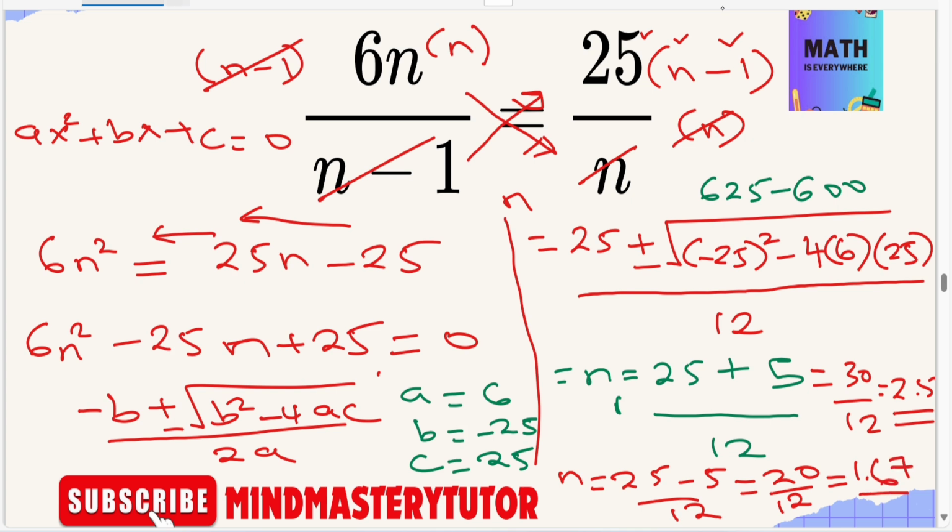So either you write 2.5 and 5/3, but all in all, it's not a must for you to write in fractions. You can write in decimals as well. So 2.5 and 1.67. So let's go to the other subtopics now.